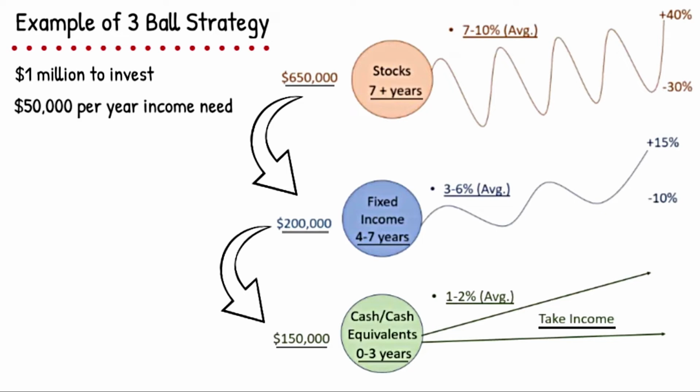During a temporary market sell-off, we can take solace in the fact that we have 3 years' worth of income needs allocated to the first ball and 4 more years' worth of income needs allocated to the second ball. This gives us 7 years for the stock funds in our portfolio to recover from a market sell-off and get back to earning the 7 to 10% average returns we expect from this asset class. History has proven that 7 years is ample time for a recovery to take place in the stock markets.